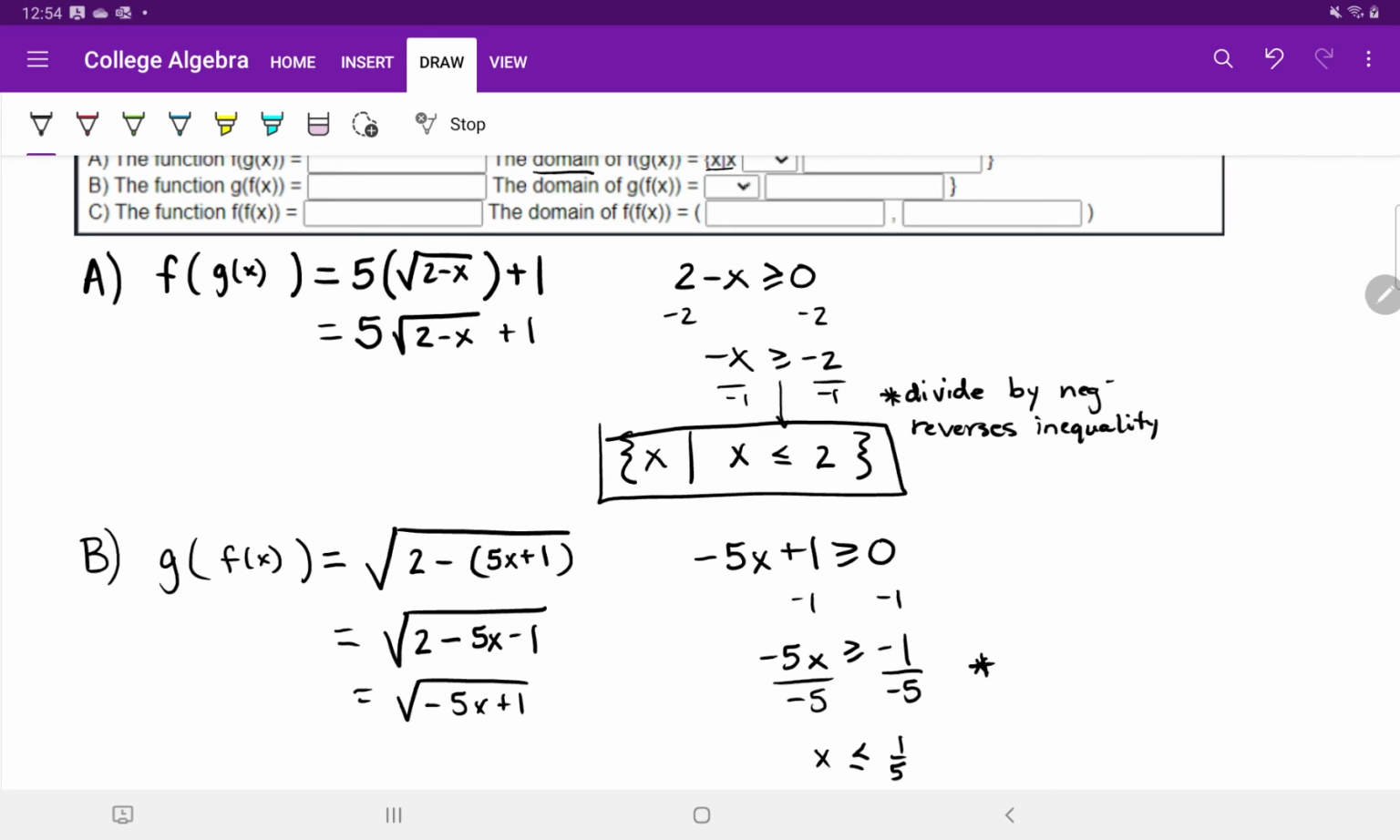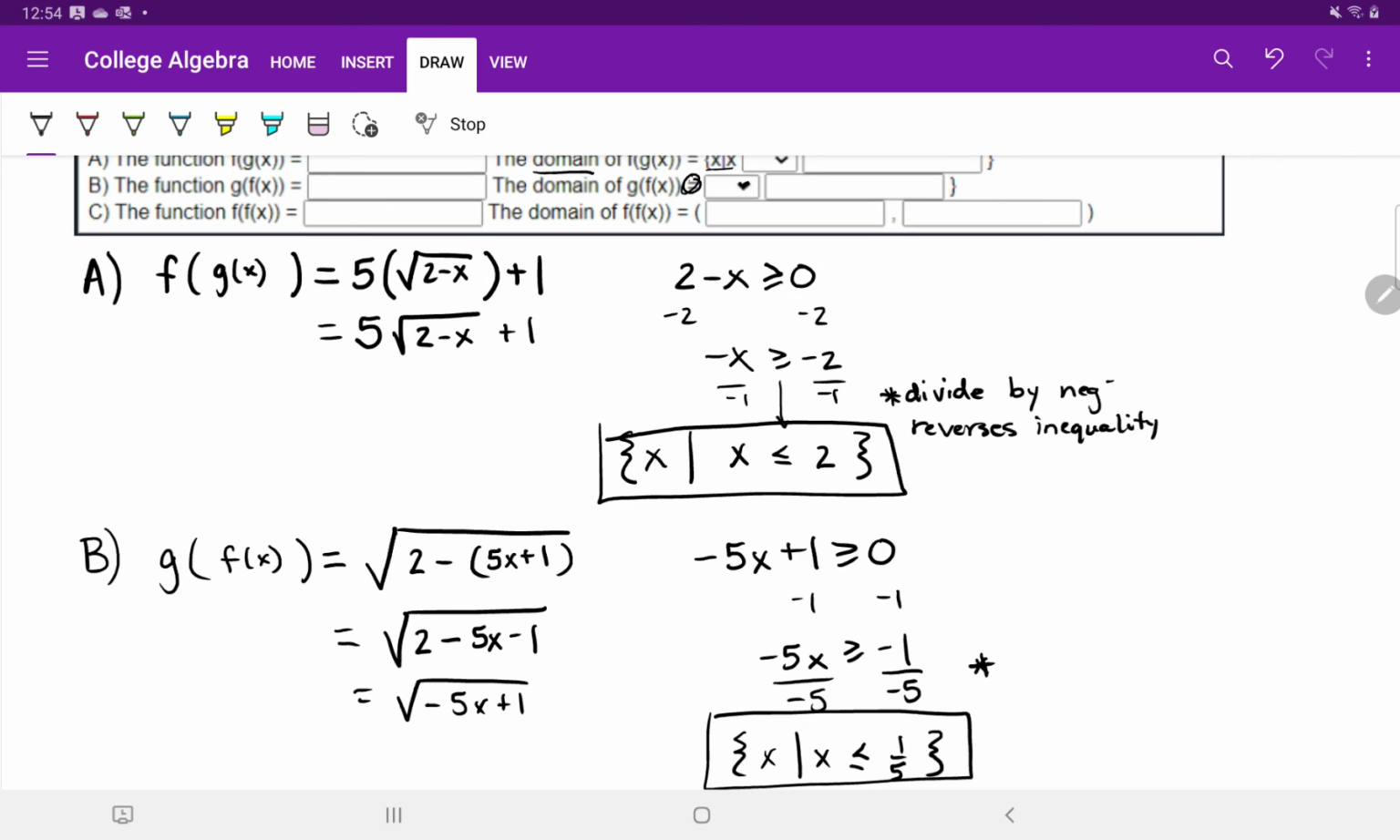I don't know what this drop-down menu contains because I'm not looking at the actual problem. I'm looking at a screenshot of it, and I can't pull the drop-down menu down. I think they might have left some things out that should be here. But if we're writing this in set notation, we just do all x such that x is less than or equal to 1/5, put our brackets around it, and there's our domain for the second part of B.